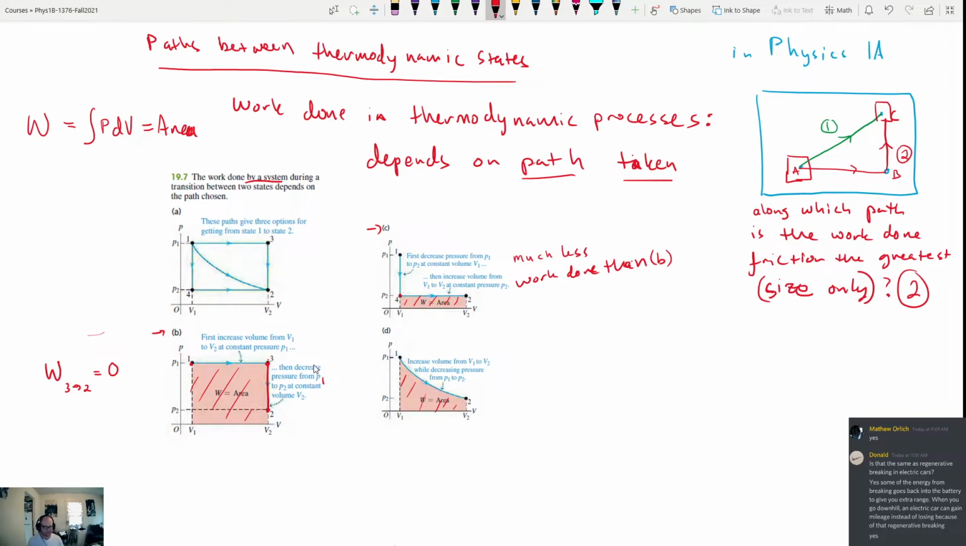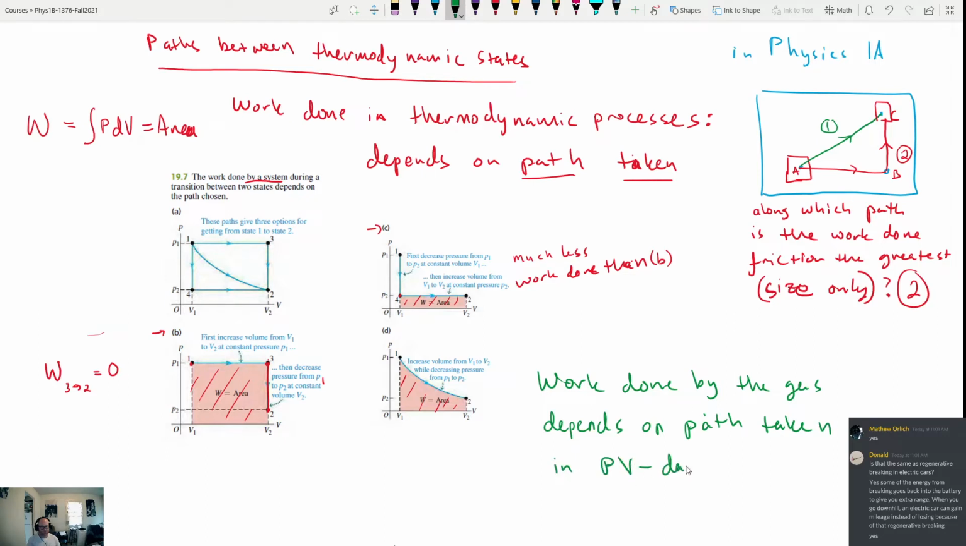Just the biggest thing to take away from this is that the work done does not just depend on the initial and final states of the system. It depends on the path taken. And when I say path, I mean path through a PV diagram. Okay. The biggest takeaway from this is work done by the gas depends on the path, not the endpoints, in your PV diagrams. That's the big takeaway from this.